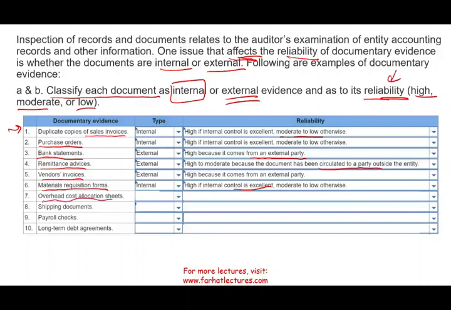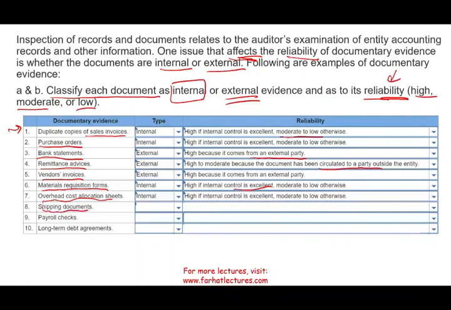Overhead cost allocation. Well, of course, this is an internal document. And how good is that internal document? It's the same thing as the material requisition form. They go together hand in hand, because when you are building the table, you have to keep track of your overhead to allocate to that table. So high if the internal control is excellent.